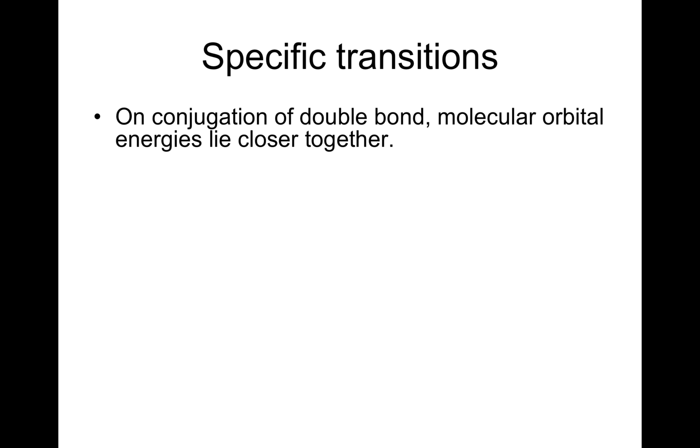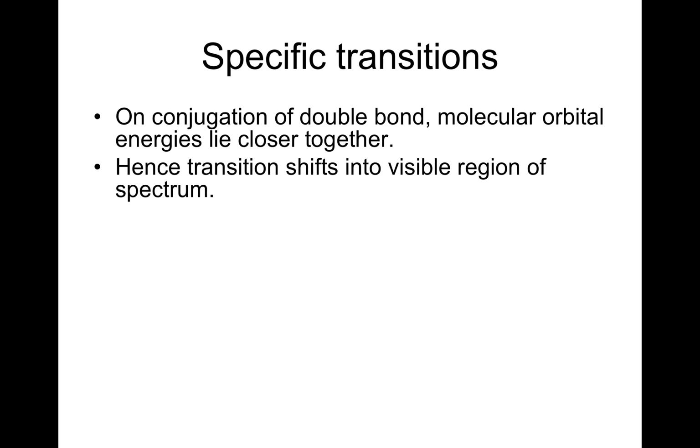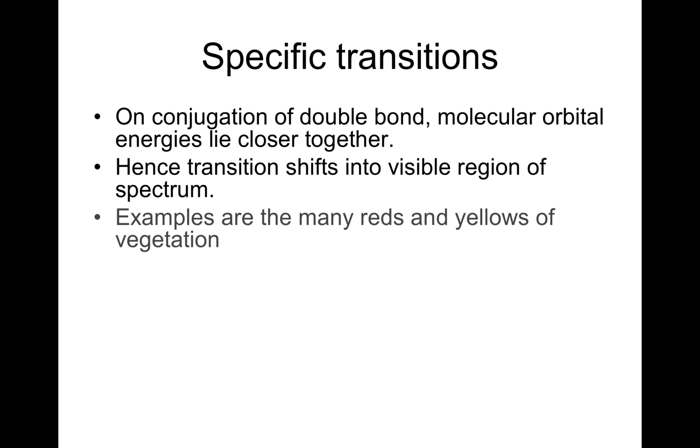On conjugation of double bonds, molecular orbital energies lie closer together. Hence, transitions shift into the visible region of the spectrum. Examples are the many reds and yellows of vegetation and flowers.